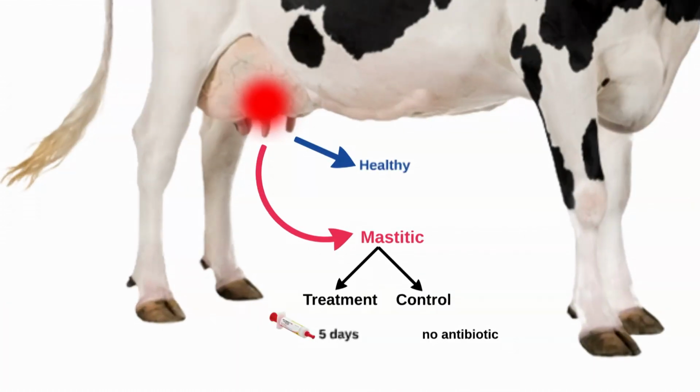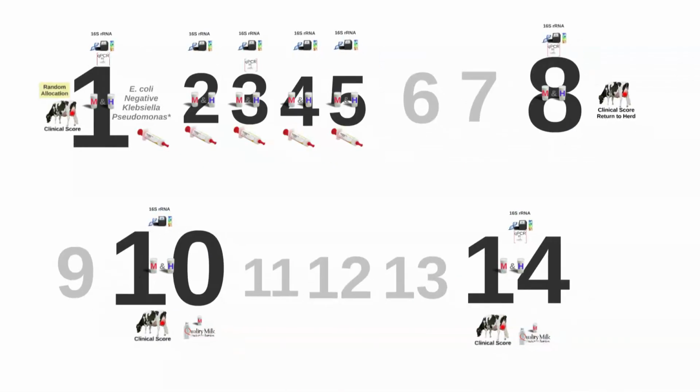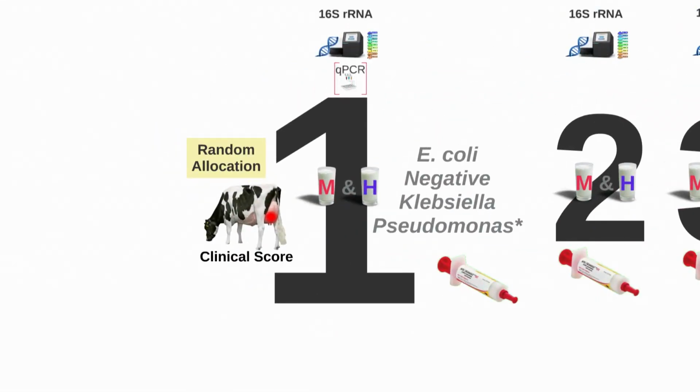We had 80 cows in total, and the random allocation was performed such that only mastitic quarters were assigned to receive either treatment or control. And at every sampling point, we also collected an ipsilateral healthy quarter from the same cow for comparison purposes. As I said before, the experiment lasted a total of 14 days. On day 1, we performed the random allocation and clinical score.